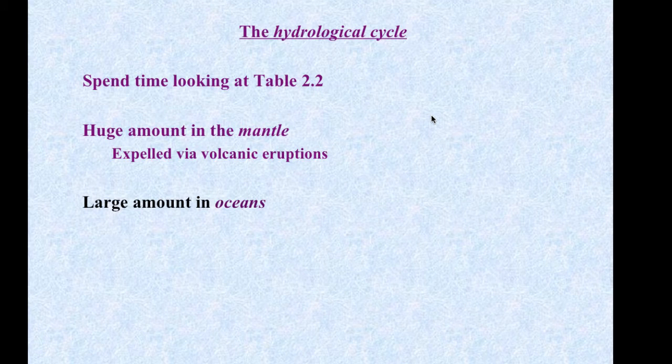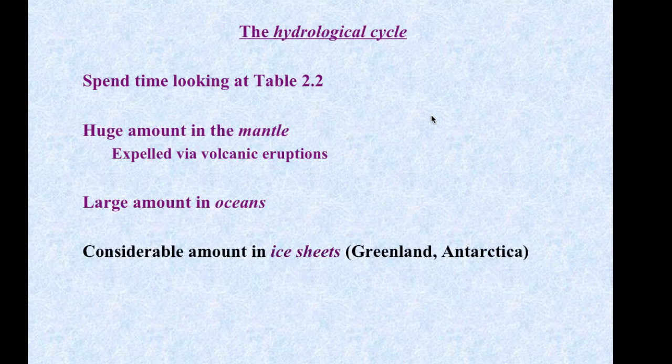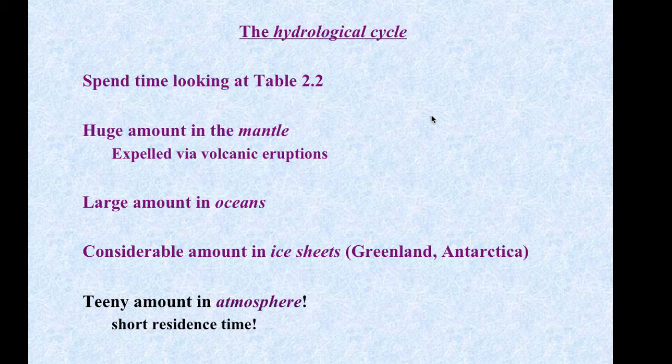A large amount of water is in the oceans. A considerable amount of water is in the ice sheets, Greenland and Antarctica, and only a teeny amount, that's a very scientific term, a very teeny amount is in the atmosphere, and it doesn't stay there very long, a short residence time. Now, thinking about the hydrological cycle, especially over the land, but also over the ocean, there's two things we want to always keep in mind.